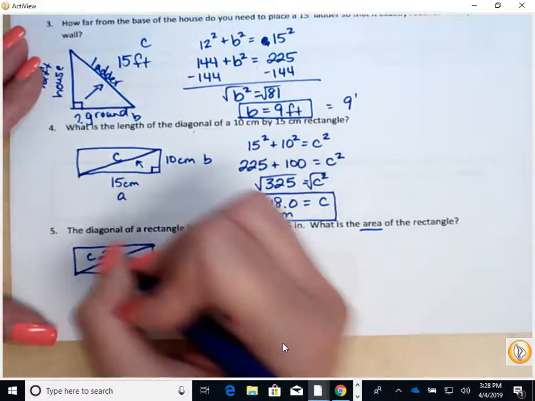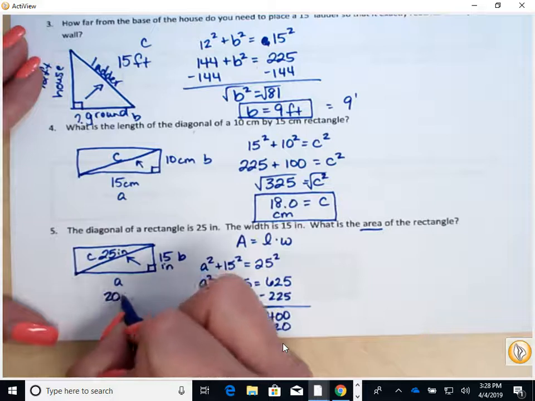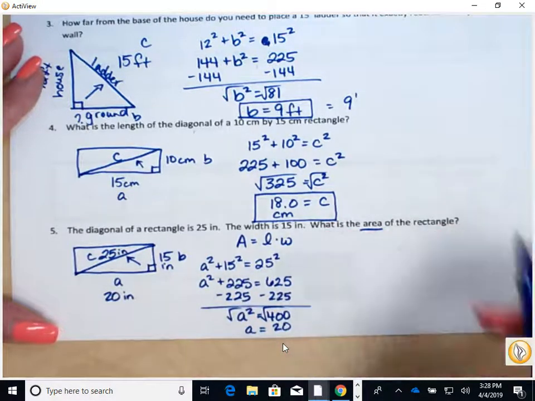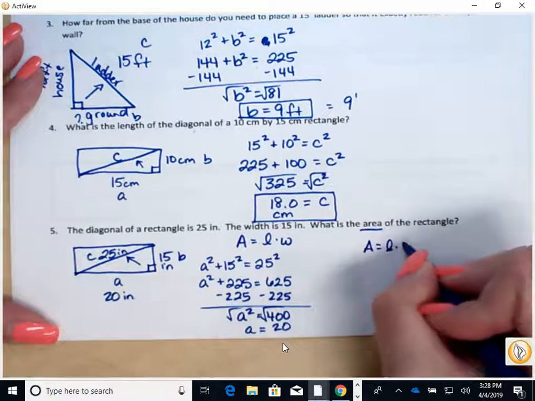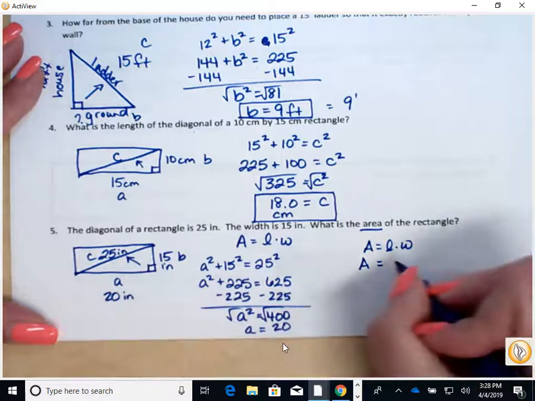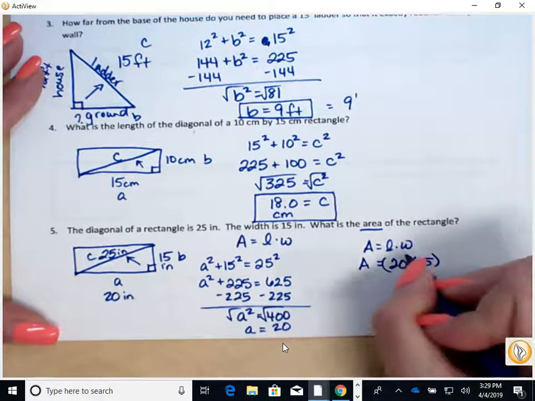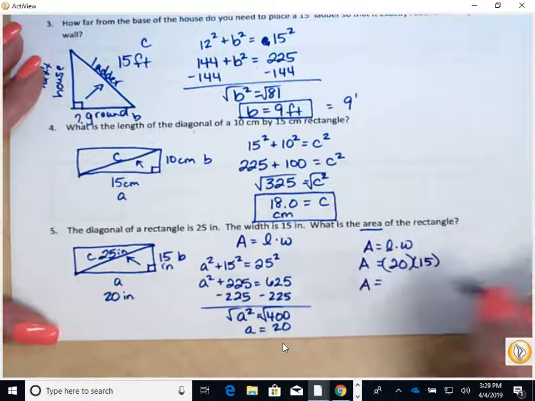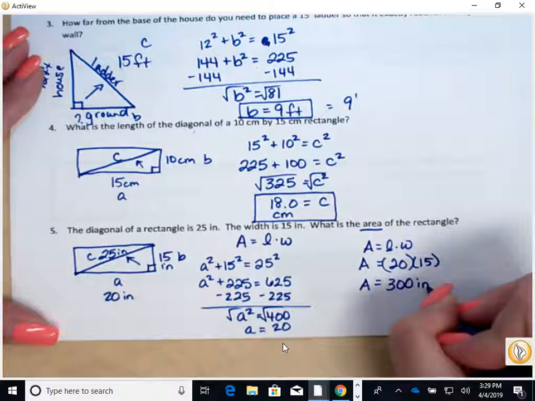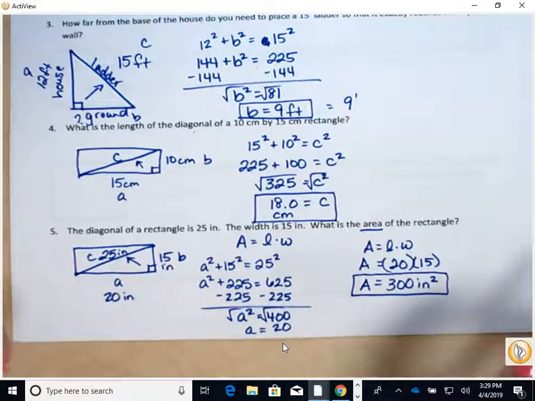So, and this was in inches. Everything was in inches. So this a side is 20 inches, is what we figured out, but that wasn't the final question. The final question asks, what is the area of the triangle? So since the area equals length times width, it's going to give us 20 times 15. When I multiply those together, I get 300. And since it's area, it's inches squared. Our unit was inches, area is inches squared.